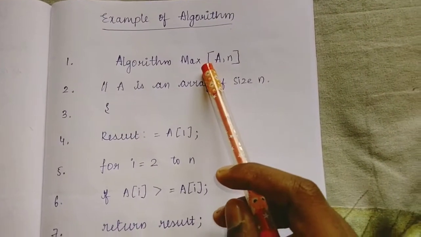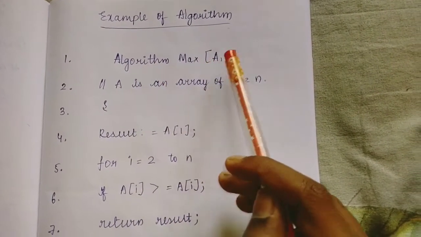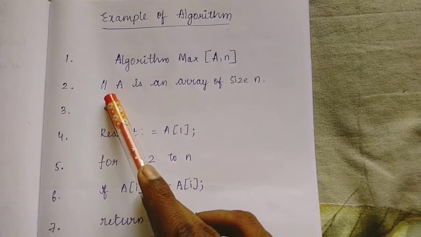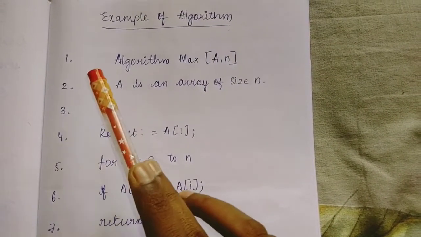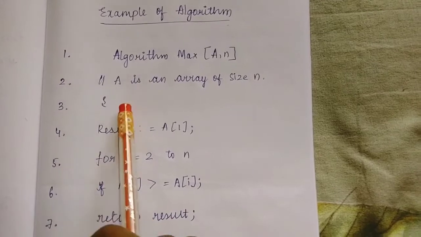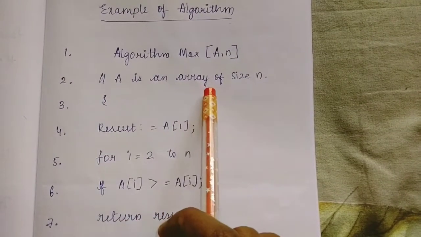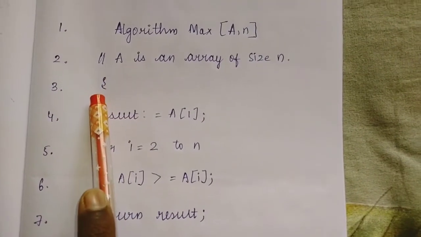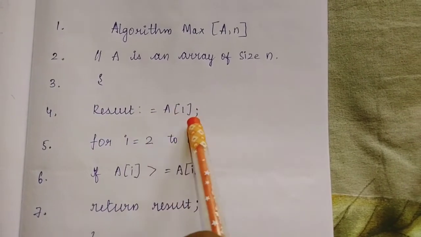The example for this algorithm is Algorithm Max(A, n). We are starting with a comment, as we saw in step 1. A is an array of size n. Then we start with a bracket. Result is equal to A[1].